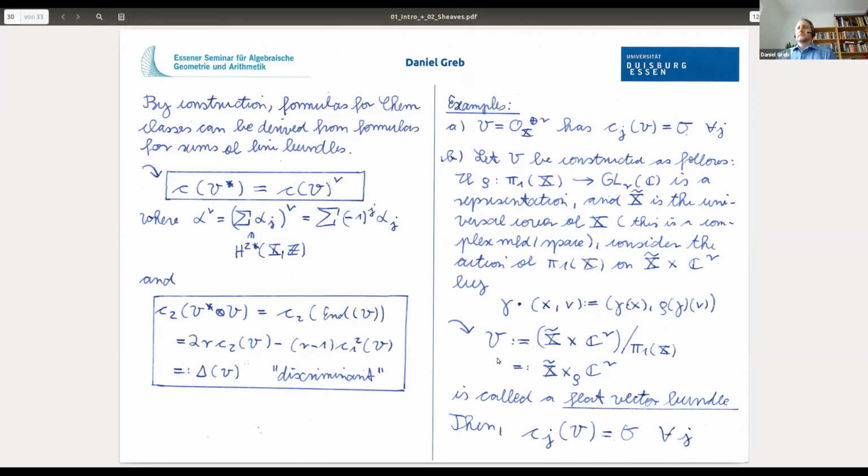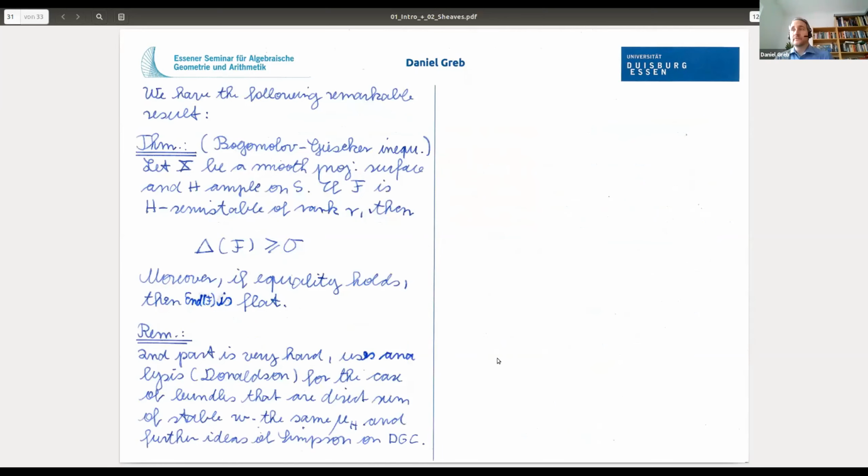Why do I tell you about this? This is because of the following remarkable result, which links this to semi-stability, and this is called the Bogomolov-Gieseker inequality. Yeah, and let me just give you maybe the earliest version and the one with the most regularity assumptions. So let X be a smooth projective surface and H ample on S. If F is H semi-stable, then the discriminant, so since it's a surface, it's an element in H4, it's just a number, this discriminant is always bigger than or equal to 0. Yeah, that's a topological restriction given by these Chern classes enjoyed by a semi-stable vector bundle.